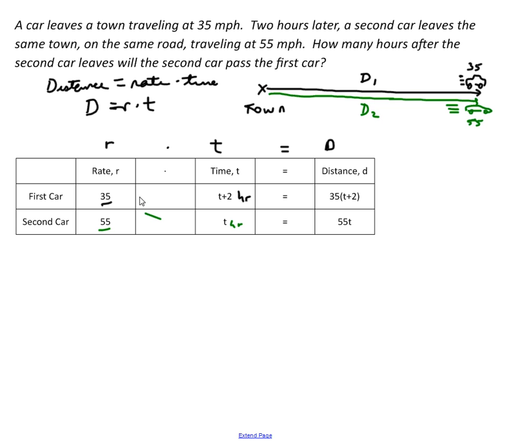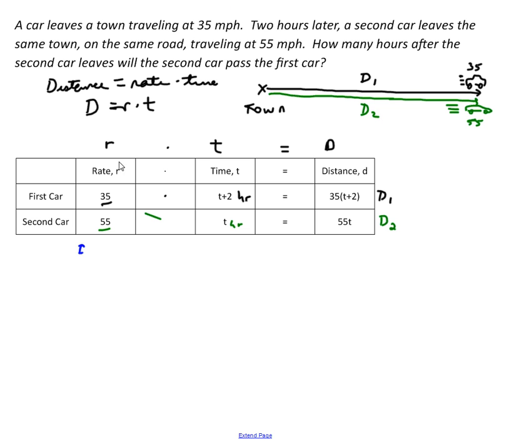Rate times time equals distance. So this says multiply across. So 35 times (t plus 2), this is the distance from car number 1. Then we look at car number 2. It's traveling 55 miles per hour for t hours, as we said. So that's 55 times t. So distance 2 is 55 times t. And what we know is that distance 1 equals distance 2.